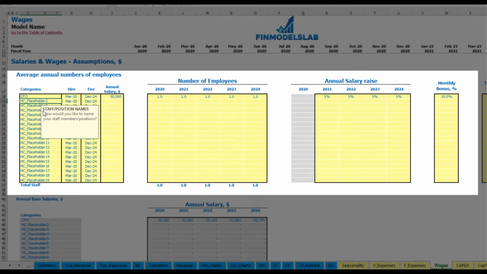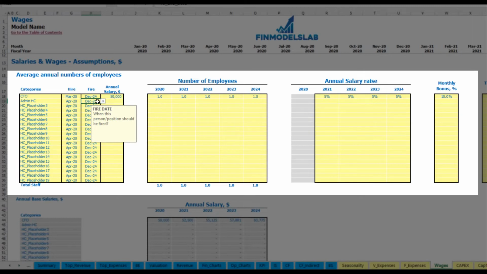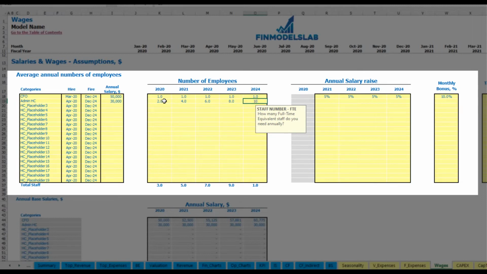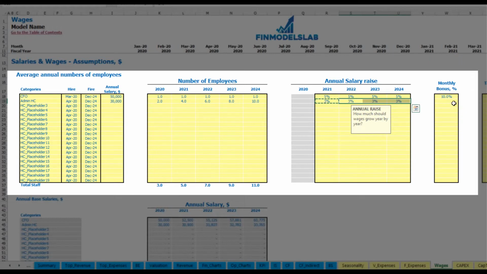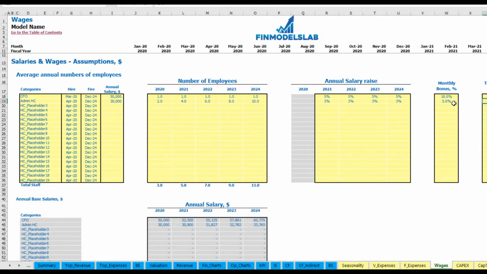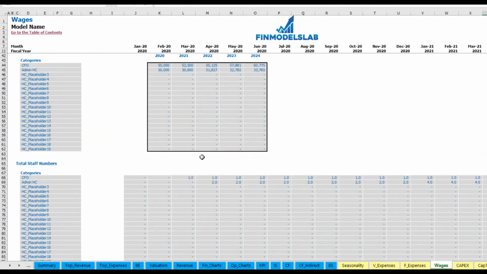Another option would be an admin account, which will start in April and grow till the end of the model with an annual salary of $30,000. Let it be 1, 2, then 4, 6, 8, and 10 headcounts in the respective years, with 3% of annual salary growth, 5% of monthly bonus, and 5% of payroll tax rate.